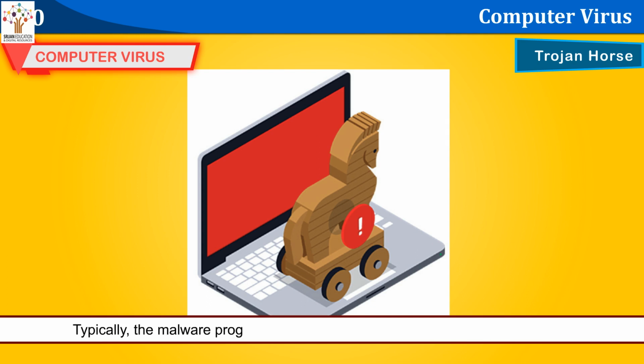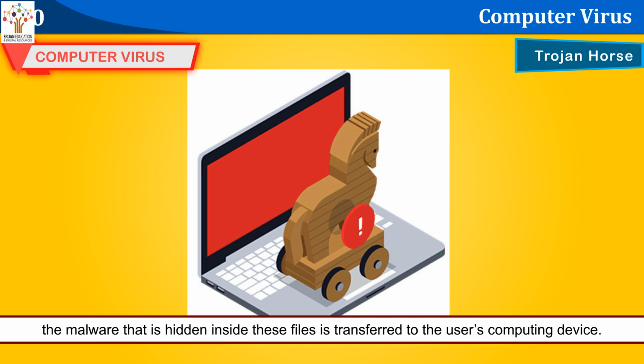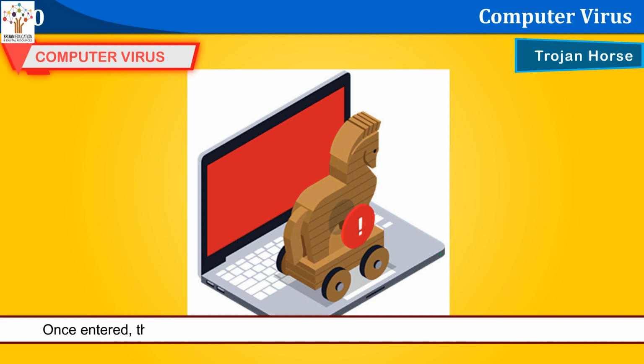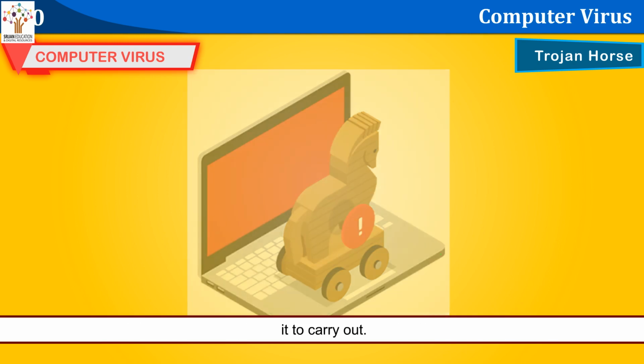So, the attackers must use technical skills to trick the user into executing the Trojan. Typically, the malware programming is hidden inside an email attachment or as a free downloadable program. When the user clicks on the email attachment or downloads the program, the malware that is hidden inside these files is transferred to the user's computing device. Once entered, the malicious code can execute the task that the attacker has designed for it to carry out.